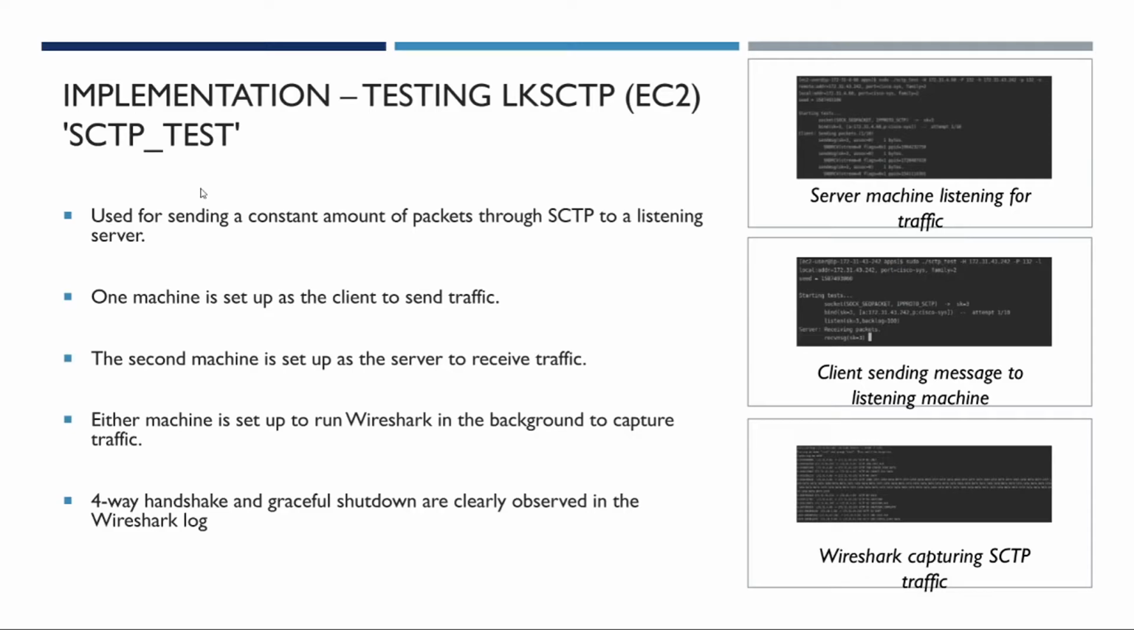One machine is set up as a client to send the traffic. The second machine is set up as a server. Both of these commands are almost identical to the original commands, with the exception of SCTP test instead of SCTP darn. And then either machine is set up to run Wireshark in the background using the same filter to capture the SCTP traffic. As shown here, which I will be able to show during the demonstration as well, the four-way handshake and the graceful shutdown are clearly observed in the Wireshark logs.